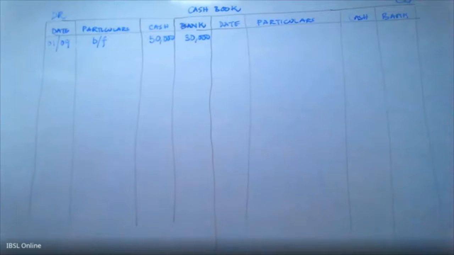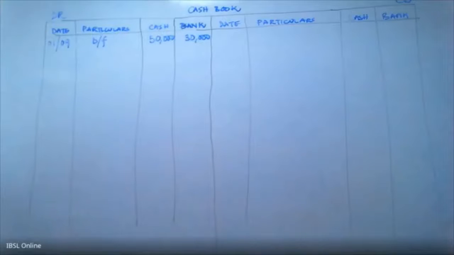I think some of you are not in a position to see the upper part of the board, right? So don't worry. I think the balance part you will see, where I have written 50,000 and 30,000. Is that visible? Yes, sir. We can see.